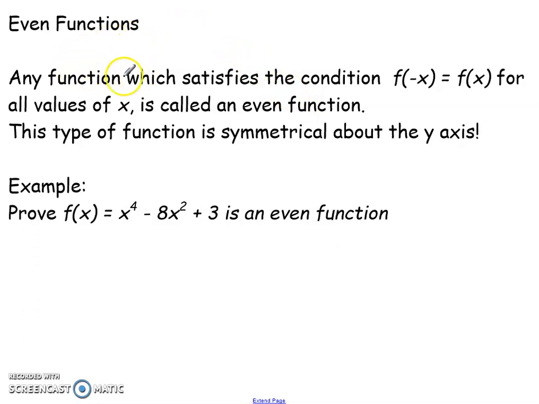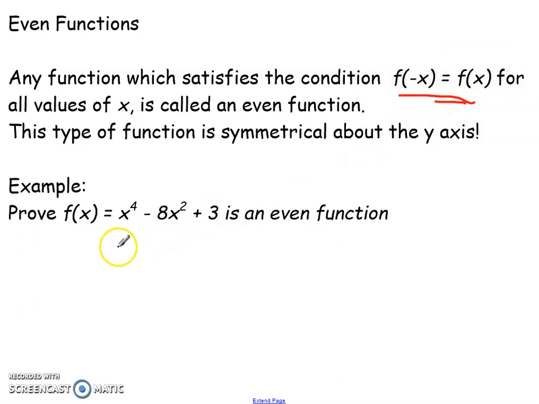Now an even function is any function which satisfies the condition f of negative x equals f of x for all values of x. So every single number that you put into it, if I take negative x, work it through the function, and I get the equivalent answer of what I would get for f of x, this is called an even function. The reason this one's so helpful to us is that any even function is symmetrical about the y-axis. So all we need to do is look at half the graph and then be able to reflect it across and use that in order to help us plot it.